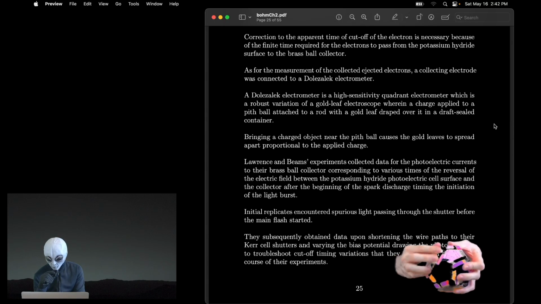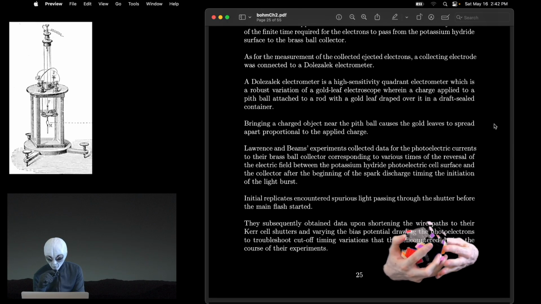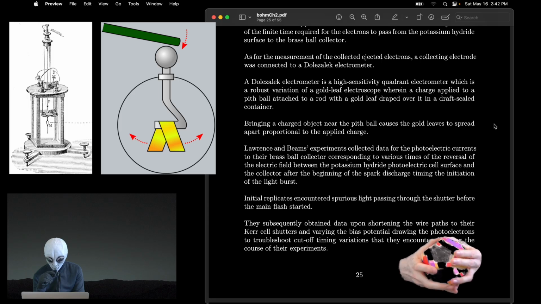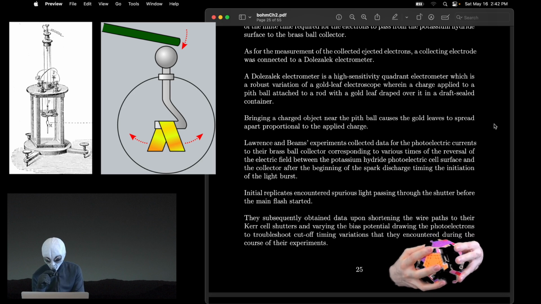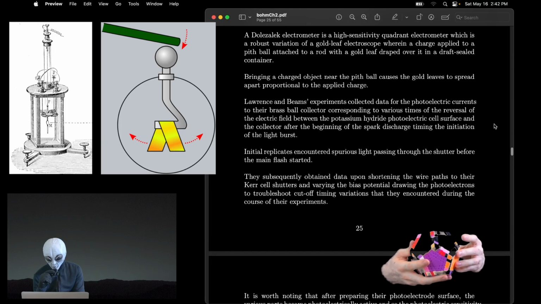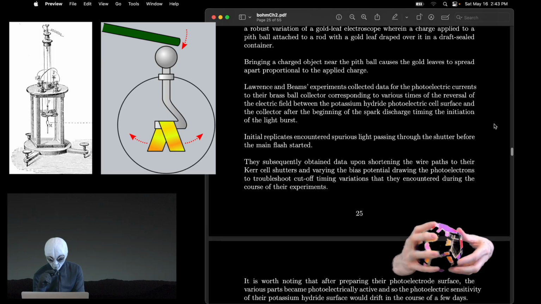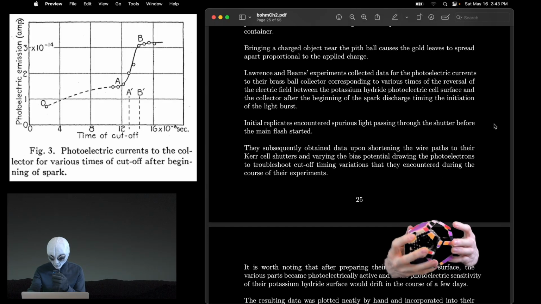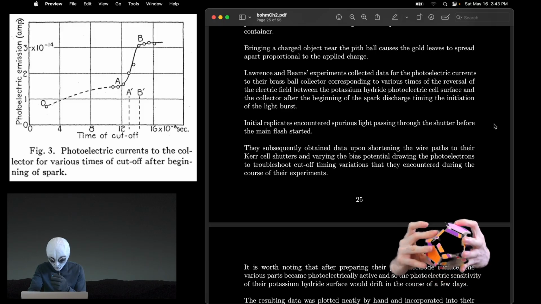As for the measurement of the collected ejected electrons, a collecting electrode was connected to a Dolezalek electrometer. A Dolezalek electrometer is a high-sensitivity quadrant electrometer, which is a robust variation of a gold-leaf electroscope, wherein a charge is applied to a pith ball attached to a rod with a gold leaf draped over it in a draft-sealed container. Bringing a charged object near the pith ball causes the gold leaves to spread apart proportional to the applied charge. Lorentz and Beams' experiments collected data for the photoelectric currents to their brass ball collector corresponding to various times of the reversal of the electric field between the potassium hydride photoelectric cell surface and the collector after the beginning of the spark discharge time and the initiation of the light burst.